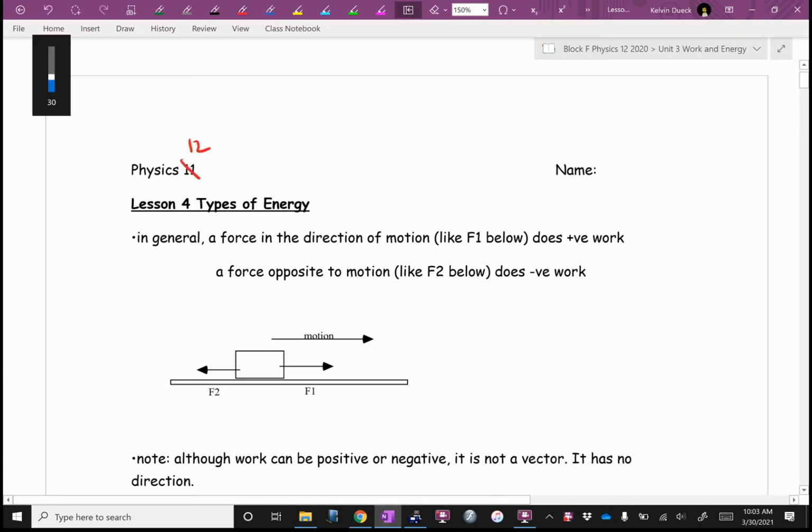Types of energy. You may have heard me occasionally talk about work in joules and then also slip in the term energy, which is measured in joules.